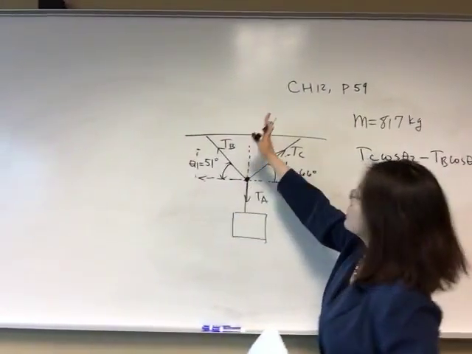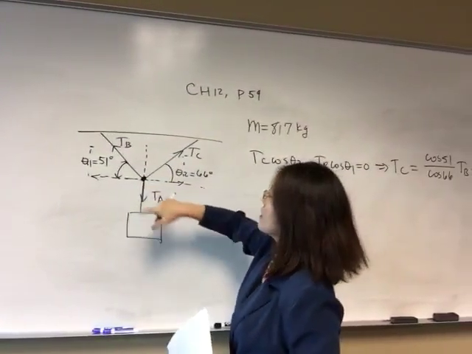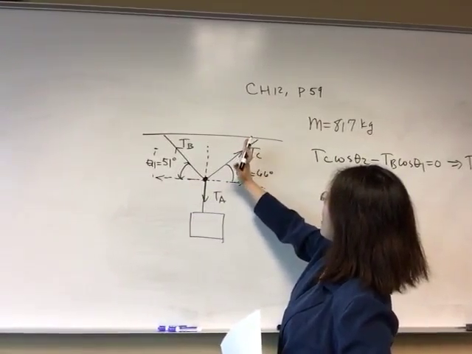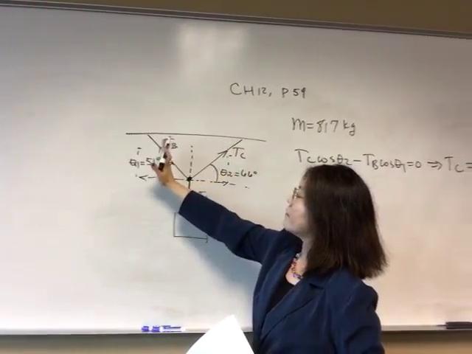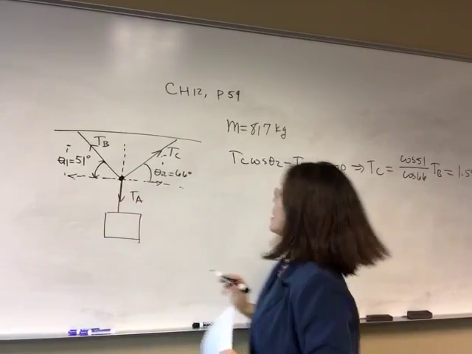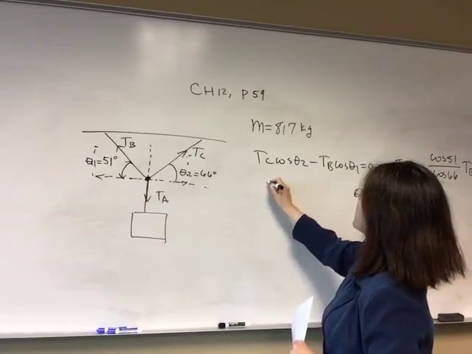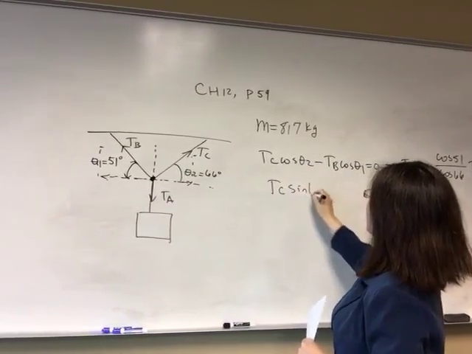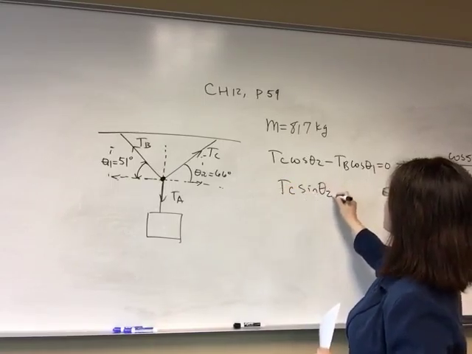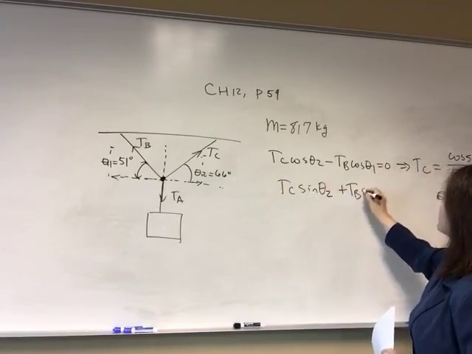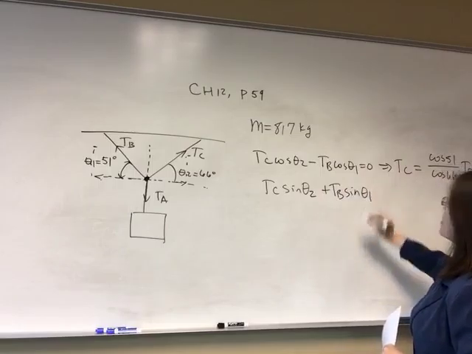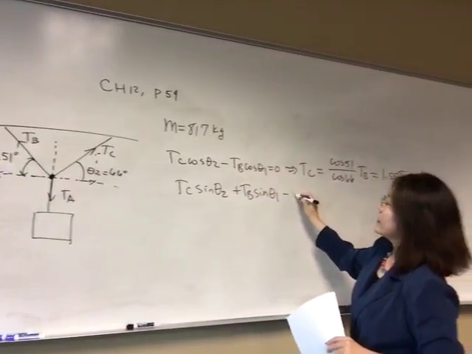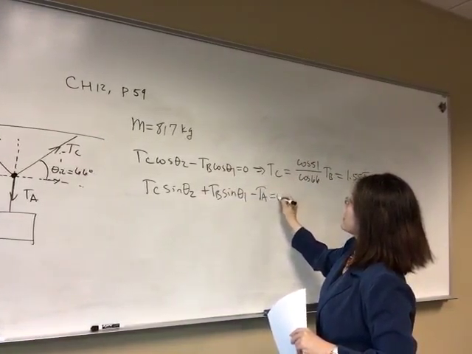Now that's utilizing information in the horizontal direction. In the vertical, you have TC sine theta 2 plus TB sine theta 1, and that has to be balanced by TA. So TC sine theta 2 plus TB sine theta 1 minus TA has to be equal to 0.